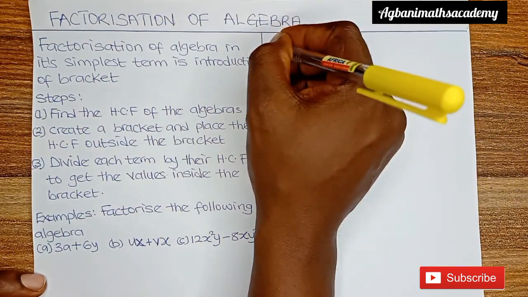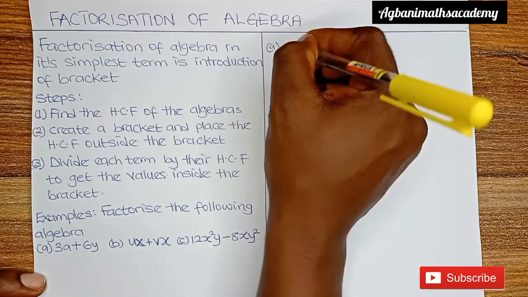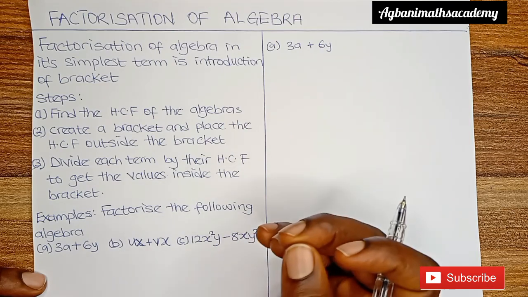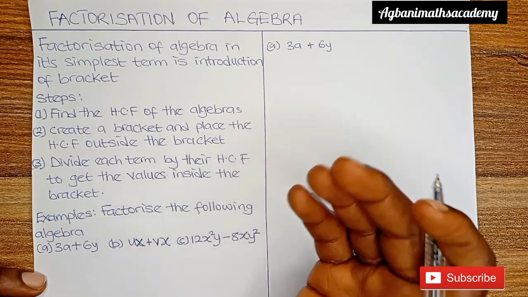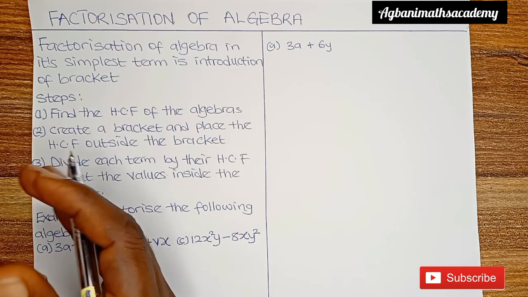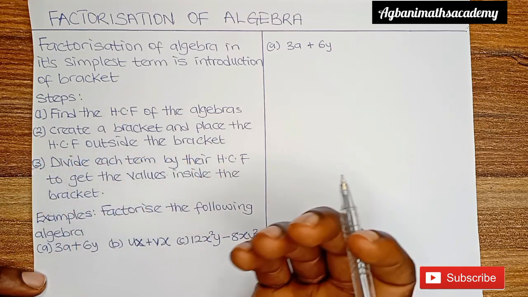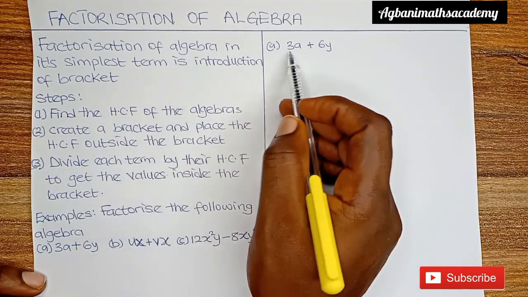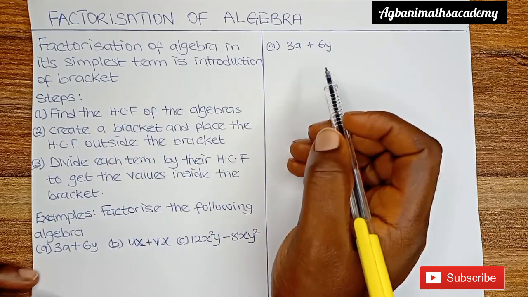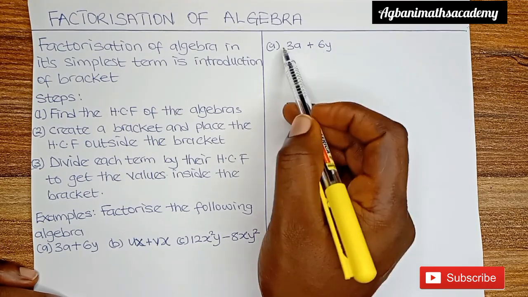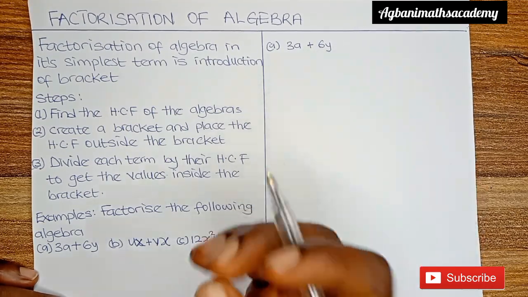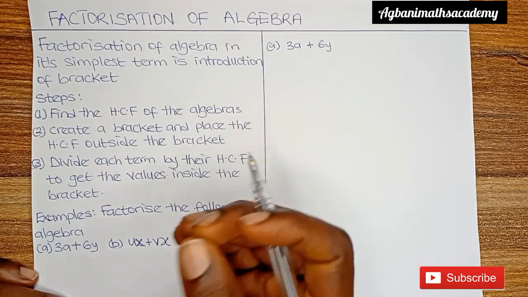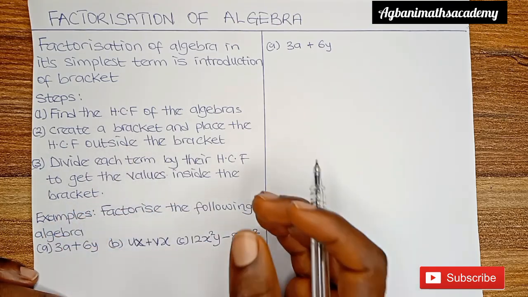So the first one is 3a plus 6y. We're expected to factorize 3a plus 6y. The first step says find the HCF of the algebras. The HCF is the largest number or algebra that can divide both 3a and 6y without leaving a remainder. Let's look at the numbers 3 and 6. What is the HCF of 3 and 6? The answer is 3. 3 is the largest number that can divide both 3 and 6 without leaving a remainder.